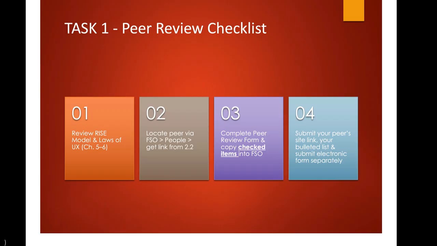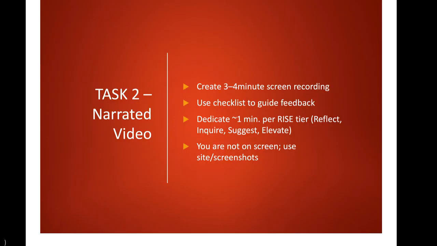There'll be a link to a form. You can complete that. It'll ask for your name and for your peer's name, and then you'll check those things that need to be looked at. Not everything. You don't check what they've done. Check what they need to look at, right? You'll also submit your peer's site link, your bulleted list, in an electronic form separately. There'll be a button for you to, when you're finished, submit the list. And that just comes to us, and we just have a container that holds all of those and what you completed.